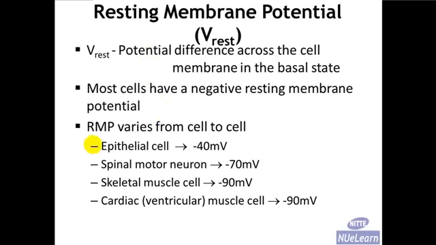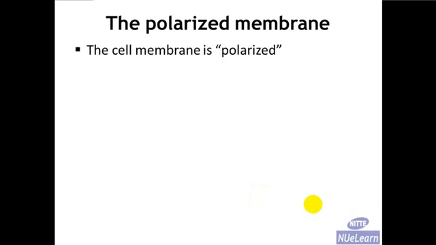However, the magnitude of the membrane potential varies from cell type to cell type. For instance, epithelial cells, skin cells, have a resting membrane potential of about minus 40 millivolts. Typically, neurons, spinal motor neurons, have a resting membrane potential of minus 70 millivolts. Skeletal muscle cells and cardiac muscle cells have an even more negative resting membrane potential, at around minus 90 millivolts. So, to summarize, the cell membranes have a charge separation.